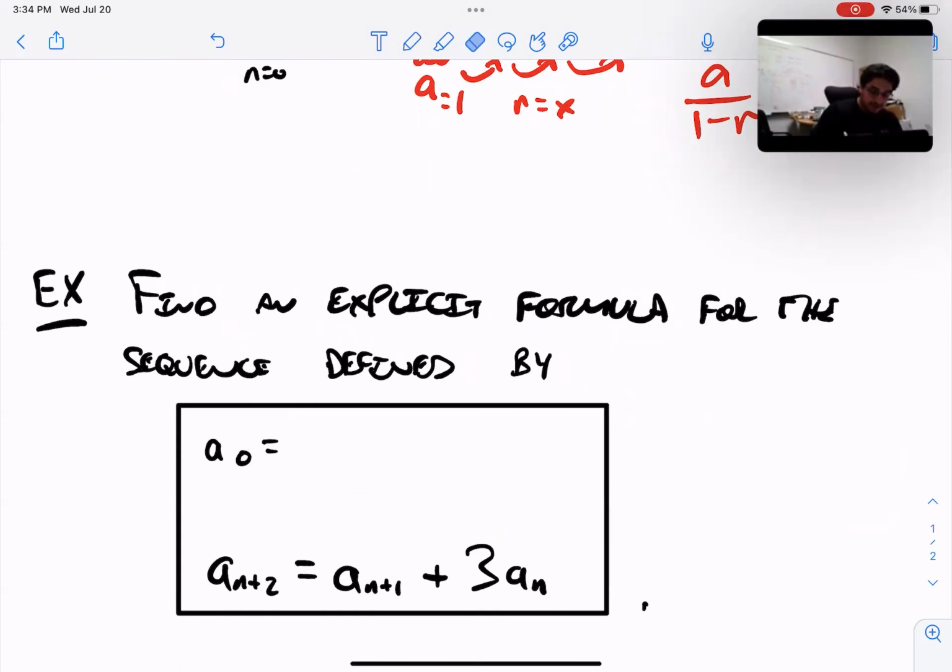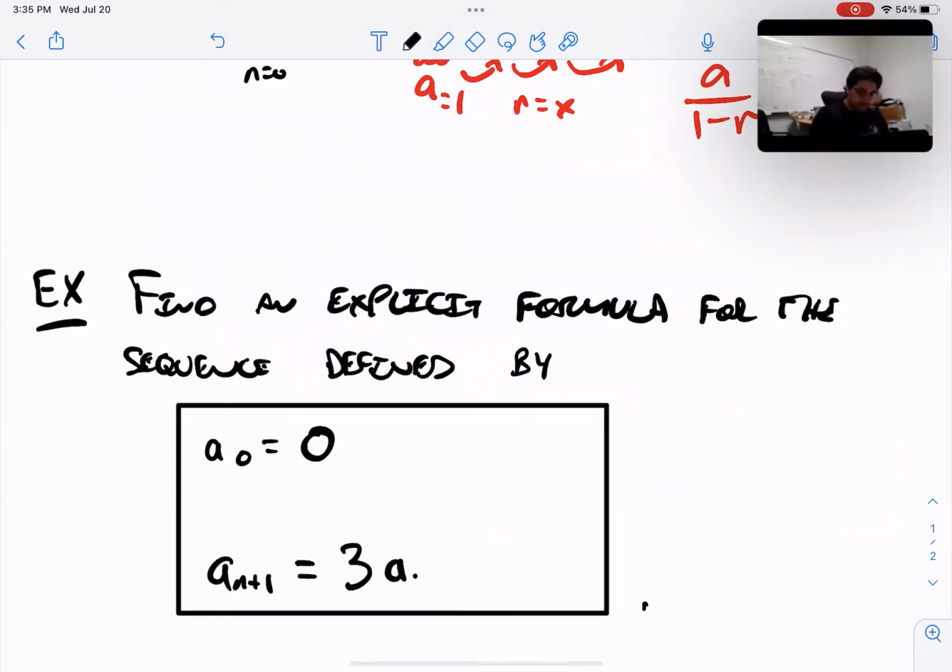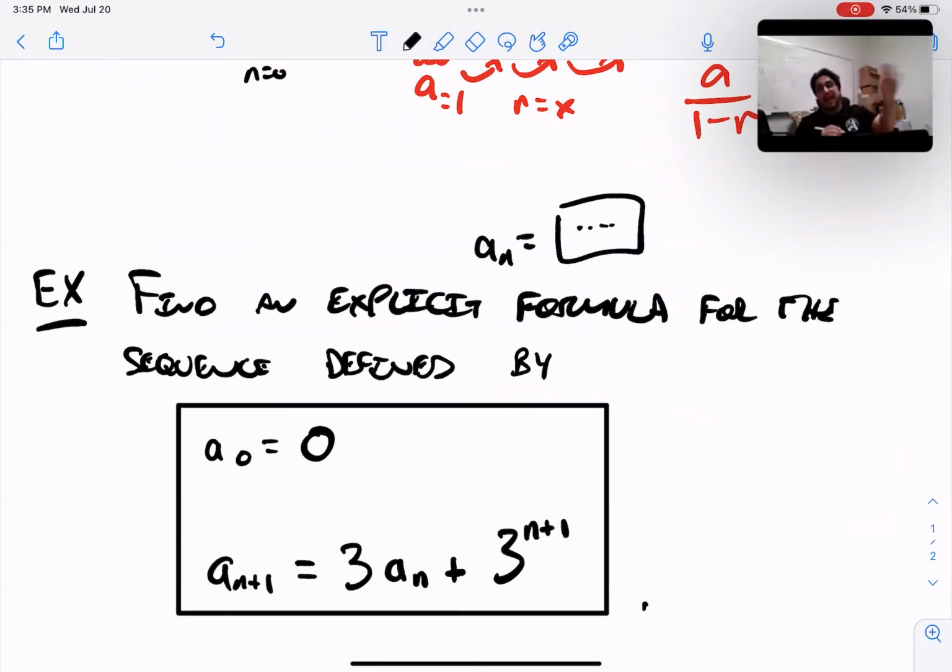In particular, I want to look at an example of a recursion. Here's a recursively defined sequence: a sub 0 equals 0, and then I want the next term, a sub n plus 1, to be 3 times the previous term plus a power of 3. This is the recursion that we want to solve. We want an explicit formula, something that just looks like a sub n equals some expression involving n and not involving a. This would be an explicit formula for this sequence.